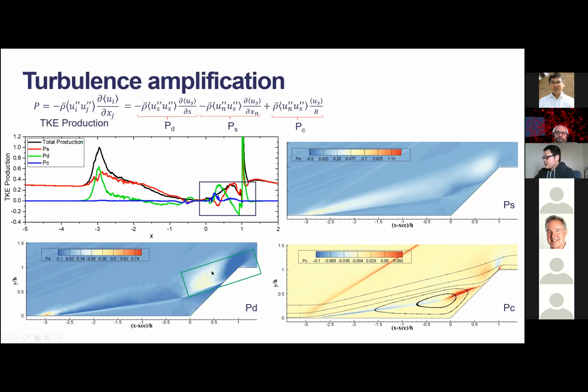Because you have quick flow acceleration to flow deceleration to flow acceleration, and also we have quite a strong shear-driven term in this region. Also interesting, in the place where there is a strong streamline curvature, the production from streamline curvature is not negligible anymore. So we see a noticeable contribution to TKE production from the streamline curvature.